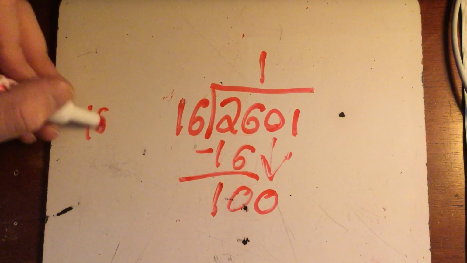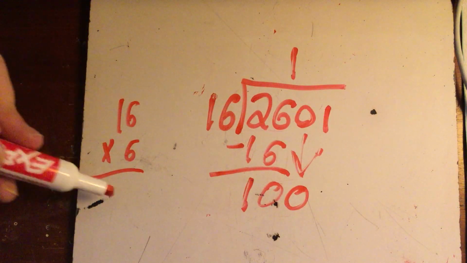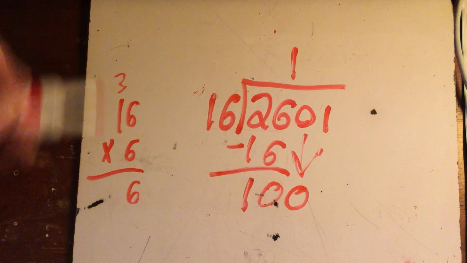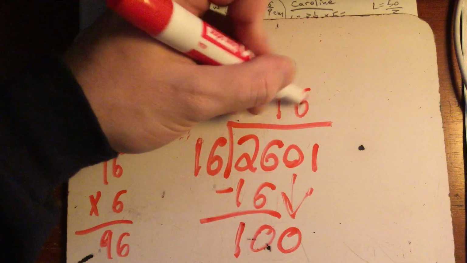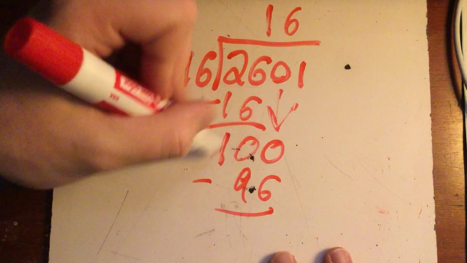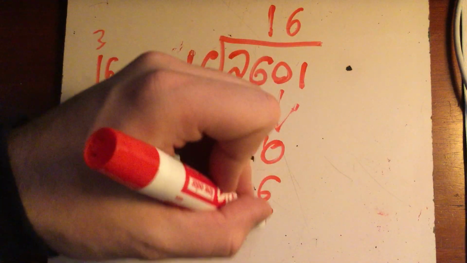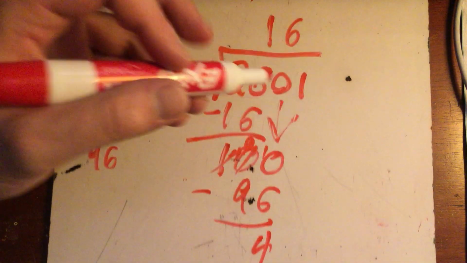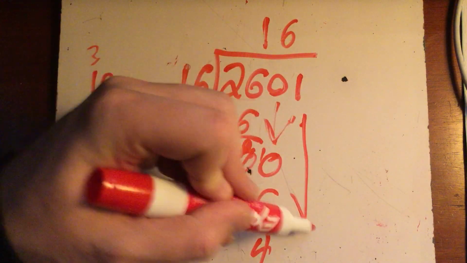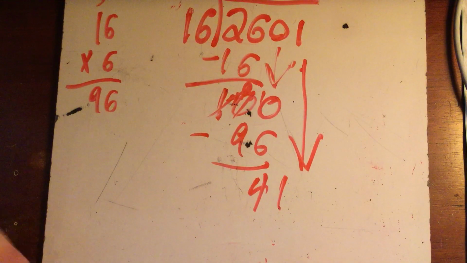So I'm going to do 16 times 6. To just check over here, that's my estimation. 6 times 6 gives me 36. Regroup that 3. 6 times 1 is 6 plus 3 is 96. That's as close as I can get. 100 minus 96 now is going to give me, we're going to turn that into a 9, 10. Okay, that's going to give me 4. 9 minus 9 gives me 0. Okay, all right. I'm going to drop that 1 down all the way to make 41.